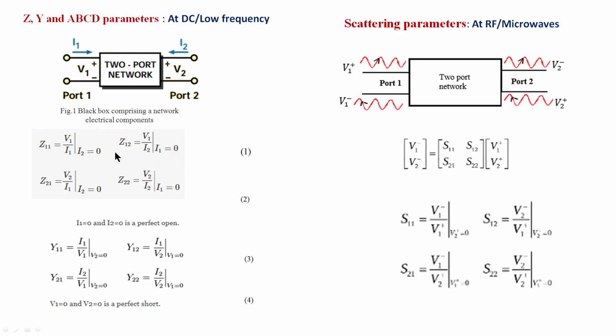So that's why we do not go for Z, Y and ABCD parameter measurement at high frequency, RF and microwave. So what is the next option? That's why what they have done.